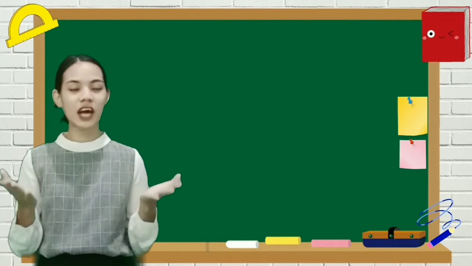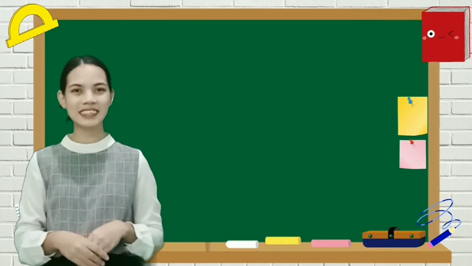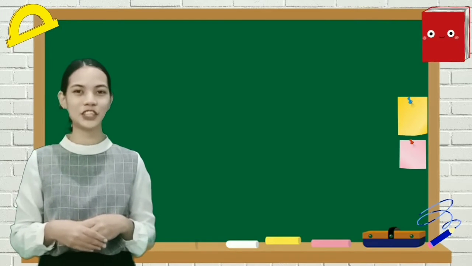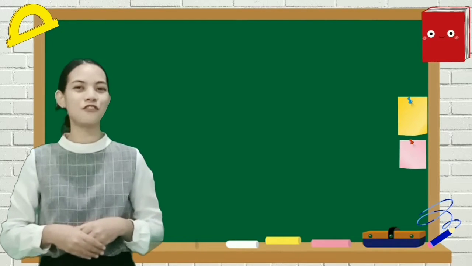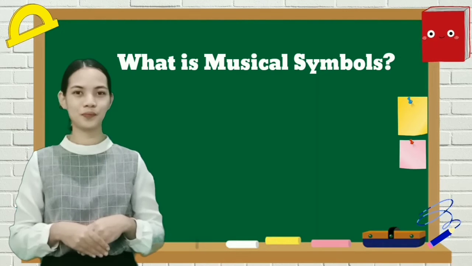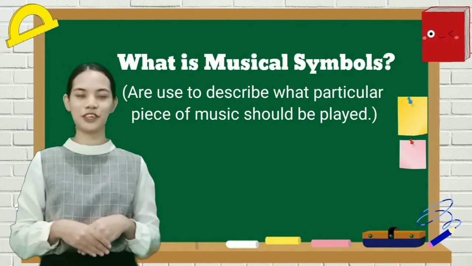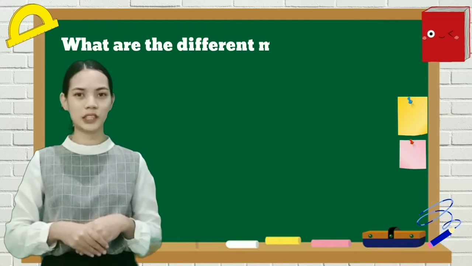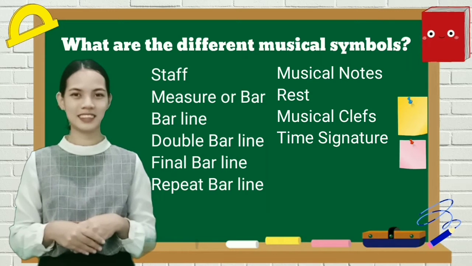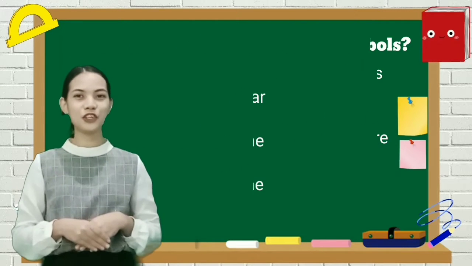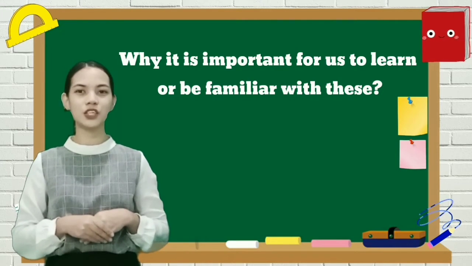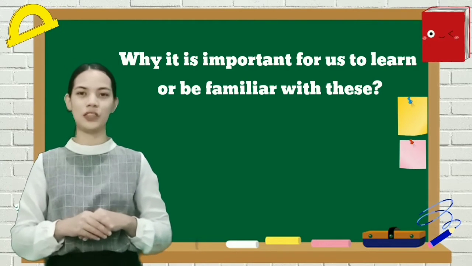Okay, class, did you understand all of the music symbols? Very good. To summarize, what have we discussed earlier? Very good. So when we say musical symbols, what does it mean? That's right, very good. Now can you give me the different musical symbols? That's correct. Now that you know the different basic symbols in music, why do you think it is important for us to learn this or be familiar with this?